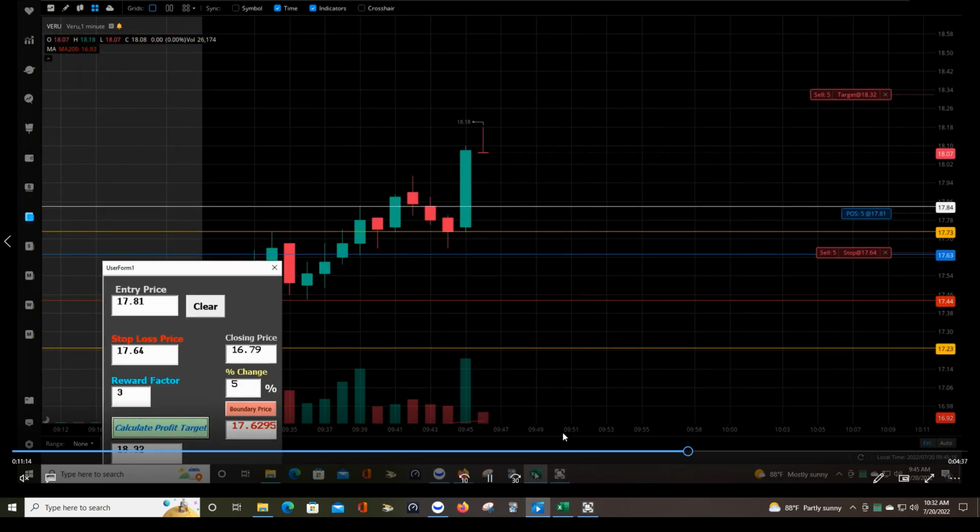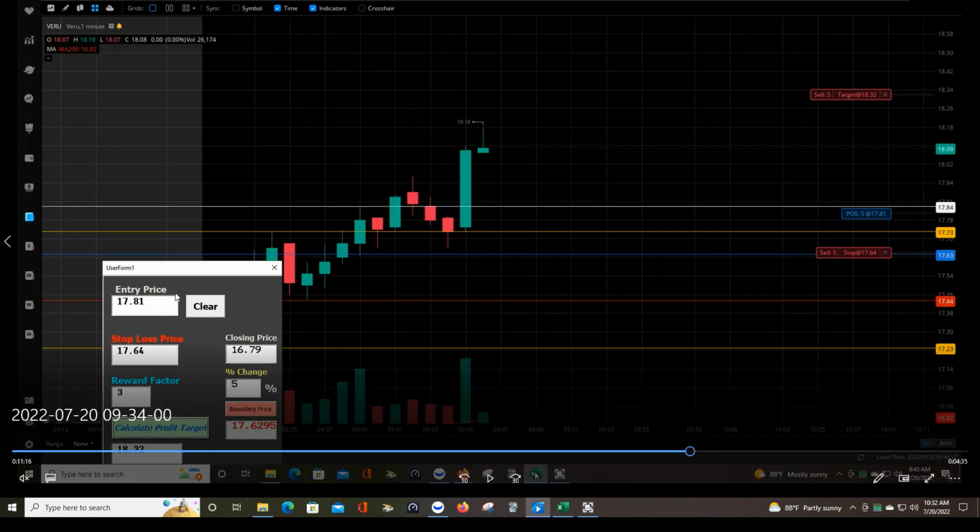I'm just double checking all of my numbers were entered correctly. That's a good thing to do when you have time to check to make sure you put in the correct entry price, the correct stop loss, the reward factor. That's telling it to calculate 3 times the risk, and it gives you the profit target at 1832. And this keeps you from making silly math errors while you're in the heat of a trade.